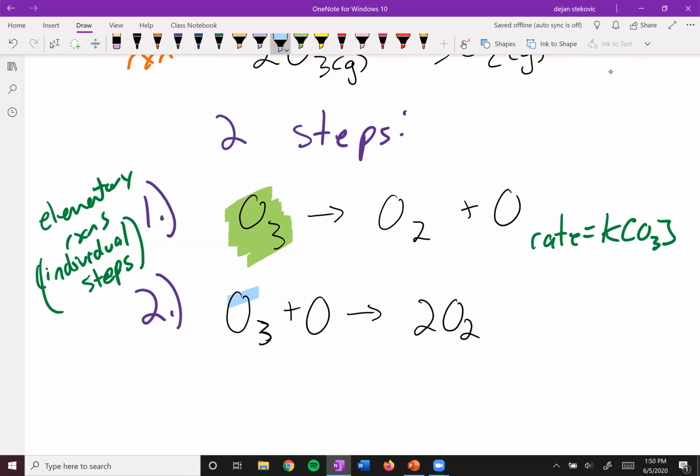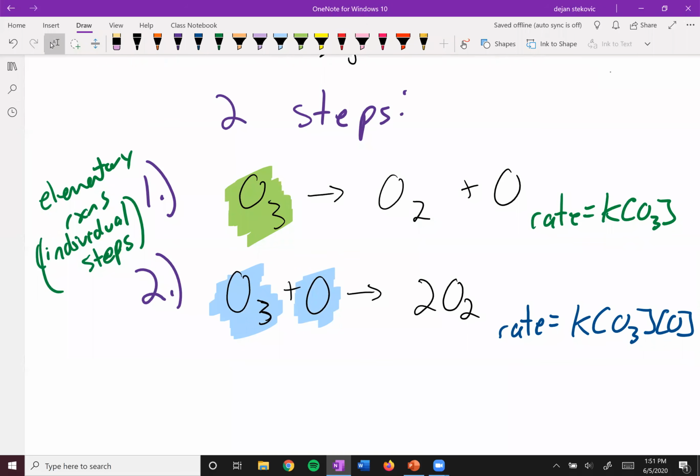In this second step, we have to have an O3 collide with this oxygen by itself. And so we know that this rate is going to be dependent upon an O3 and an oxygen. And they're all to the first order because it's only one of them. You would have a second order rate law if you had kind of 2 O3s smashing into each other or something like that.